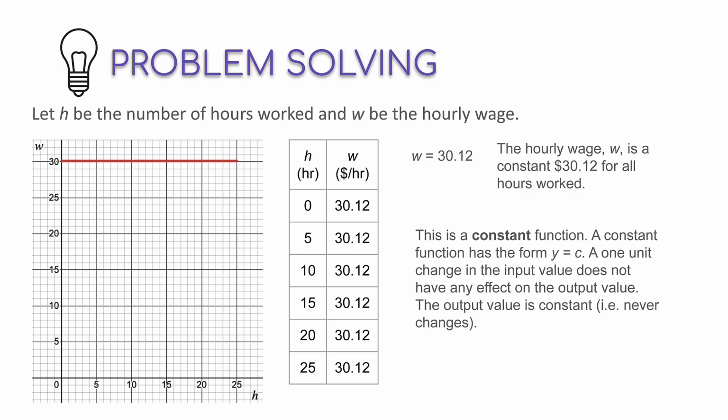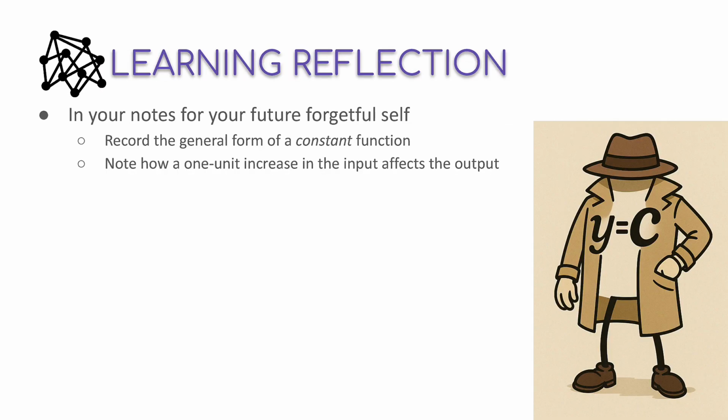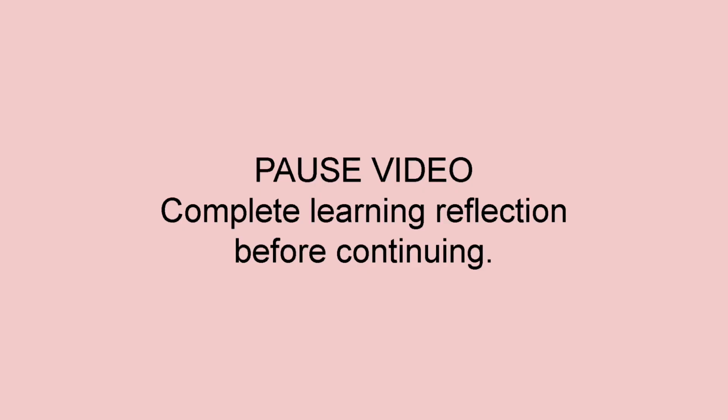It never changes. Your next task is to engage in a learning reflection. In your notes for your future forgetful self, record the general form of a constant function and note how a 1-unit increase in input affects the output. Take time to record your reflection now. Pause the video. Complete the learning reflection before continuing.